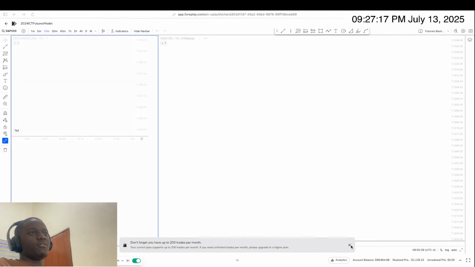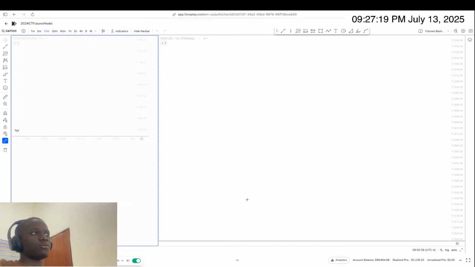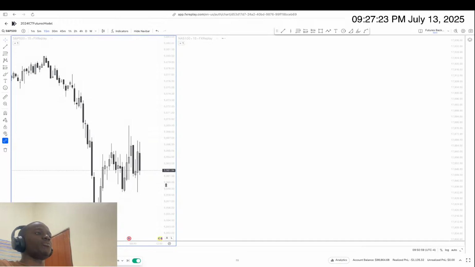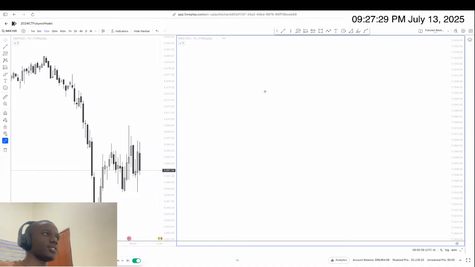Alright, so let's go. We're doing the ICT futures model. As usual, looking for the usual confluences: there's a reaction to a POI, then a reversal pattern, reversal entry model. Let's do some top-down analysis then.